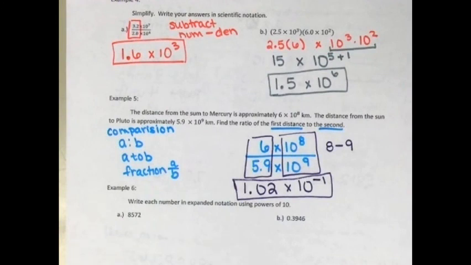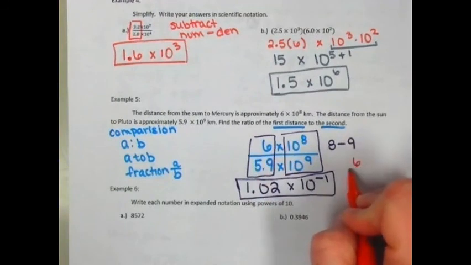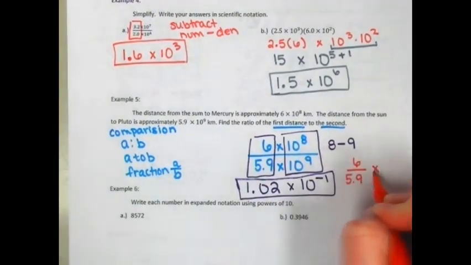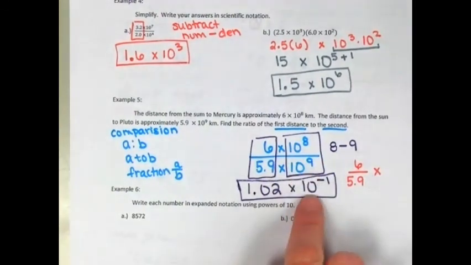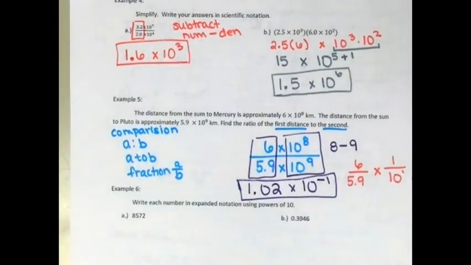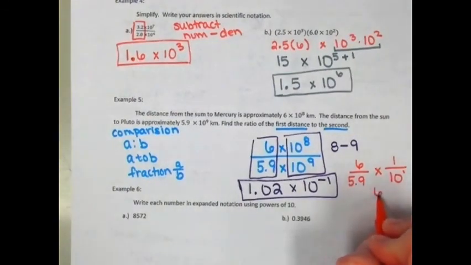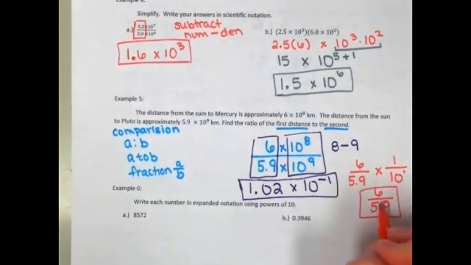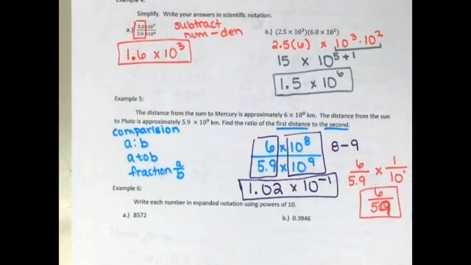Any questions with that so far? Okay. Another way you can look at this, I want to show you one other thing here. If I break it up like this, 6 over 5.9 times 10 to the negative first, isn't that the same thing as 1 over 10 to the first power? And what is 6 over 5.9 times 1 over 10 to the first? 6 over 59. That is my actual true ratio of those 2 distances, 6 over 59. Okay. All right, any questions with that so far?